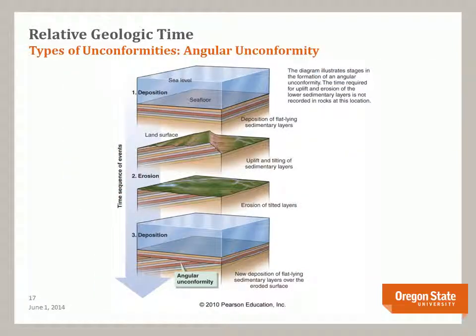There are three types of unconformities. The first one we'll look at are angular unconformities. This diagram illustrates the process through which angular unconformities form, with time going in this direction. First of all, we have deposition occurring below sea level. After formation of the sedimentary layers, they're tilted. And then a new series of sedimentary rocks are deposited on these tilted beds.